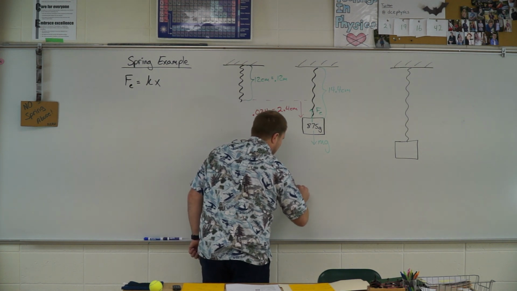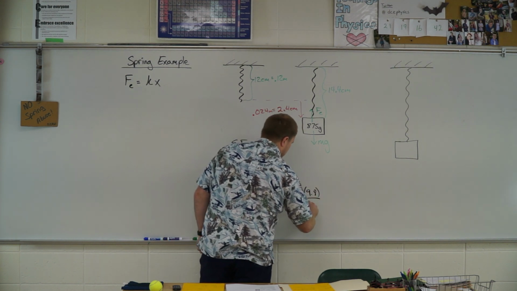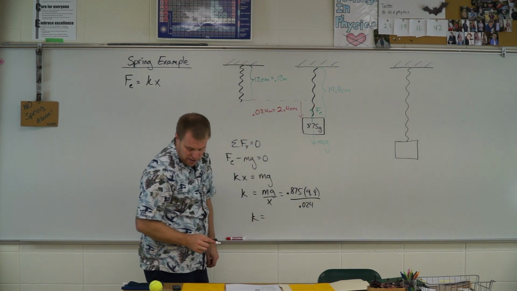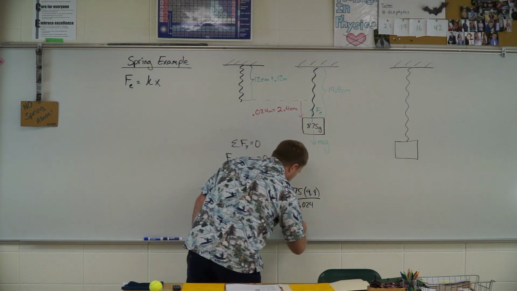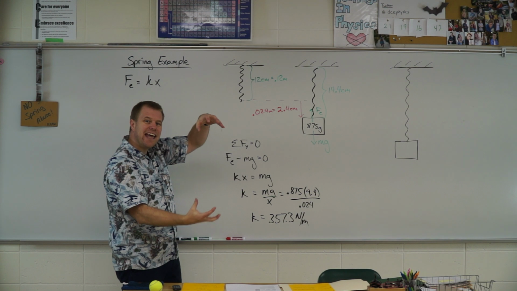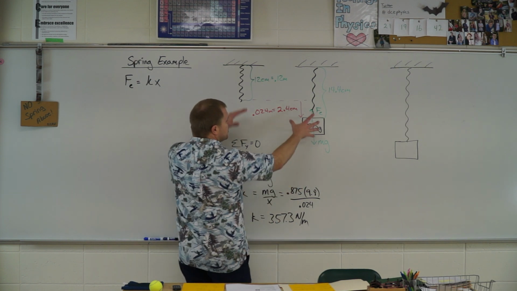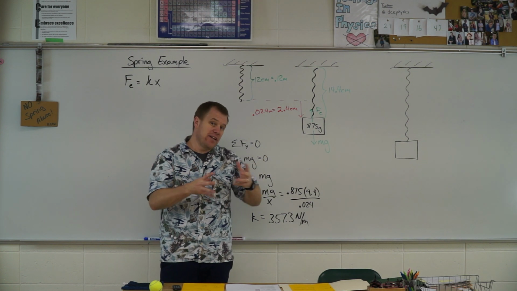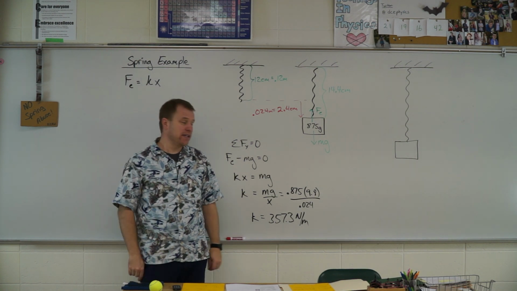Plug in my numbers, so 0.875 kilograms times 9.8, that will give me the newtons on top, divided by my 0.024 meters. And I get a spring constant here of 357 newtons per meter. Now this is the spring constant, meaning as long as we're inside that range that follows Hooke's law, that value will be constant. So if I stretch it in a reasonable range, we should be okay. Again, we want to remember to stay in that range. If we get outside that range, Hooke's law doesn't apply, and we would be committing spring abuse. We do not want to do that.